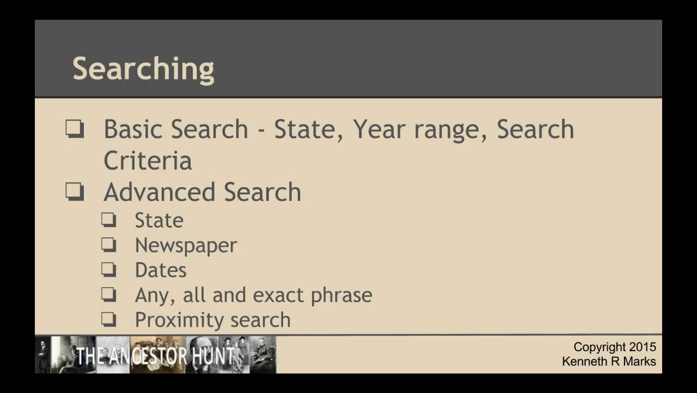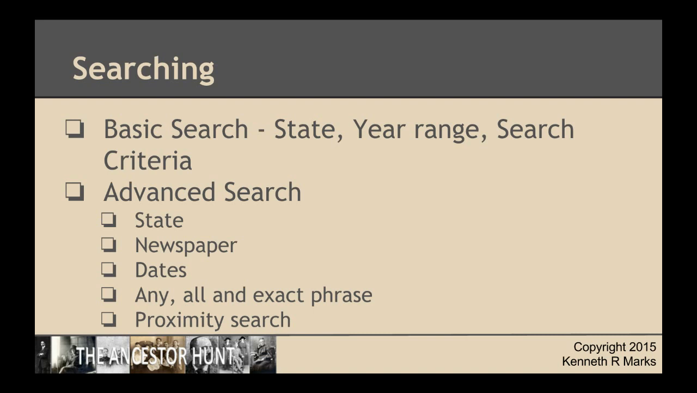There are two types of searches on Chronicling America. One is the basic search, and you can search by state, year range, and of course your search criteria, no matter what it is. And then there is the recommended way, which is advanced search, where you can select a state, select a specific newspaper, dates and date ranges. You can use any combination of words to look through and search for. All words have to be on a page as opposed to any being on any page, and you can actually search for an exact phrase.